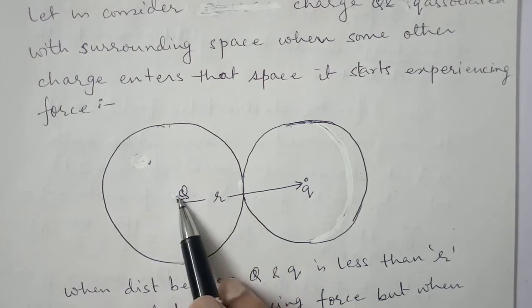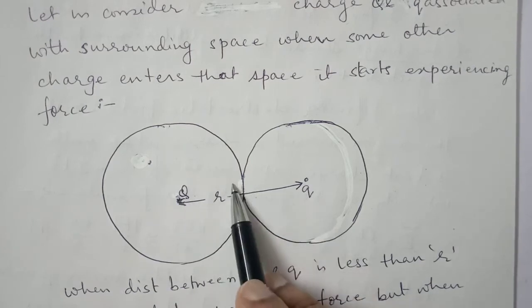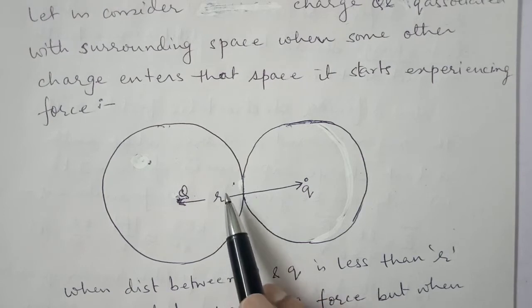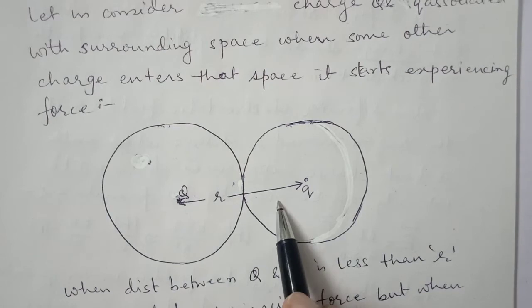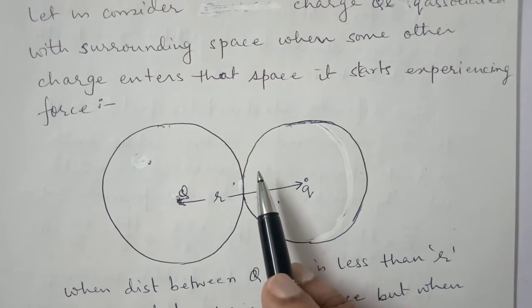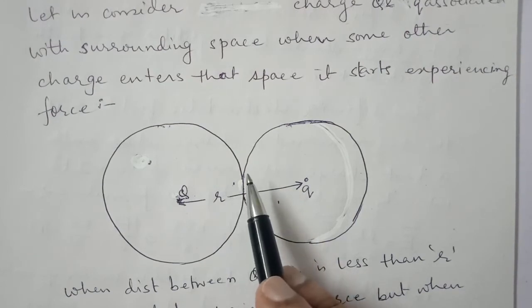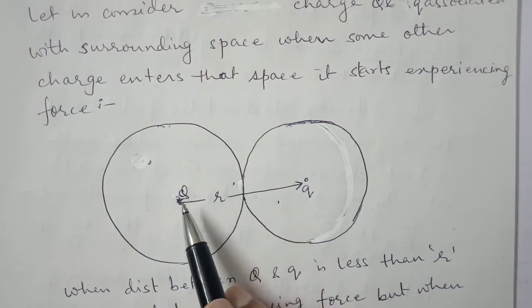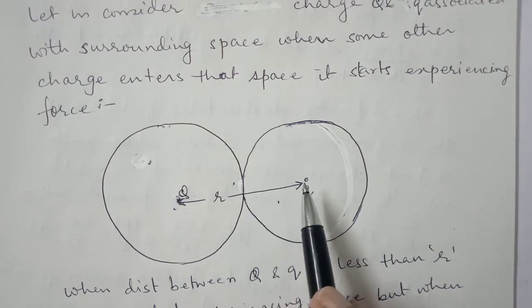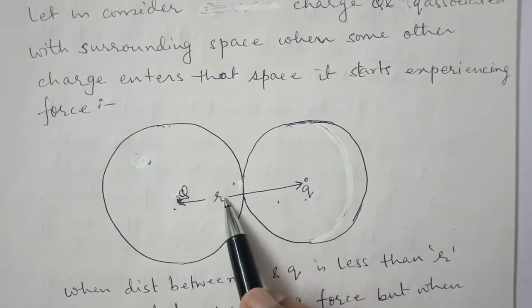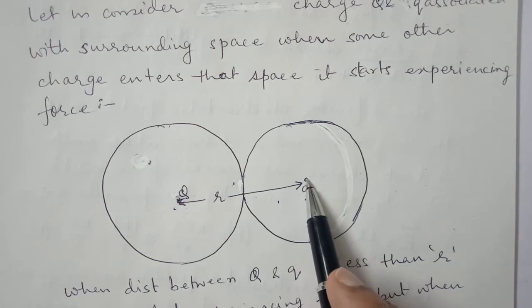When the field of the capital Q charge and the field of the small q charge start interfering with each other, the superimposition of two vector quantities will cause a resultant. It will neither be the field of this nor the field of this. It gets modified. Soon the modification starts taking place, meaning both the charges will start experiencing force. Has this charge entered the field? No, it's here, very far off. But still it has started experiencing force.